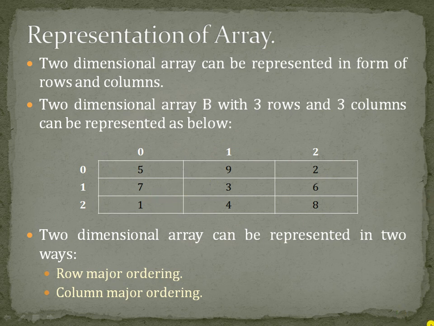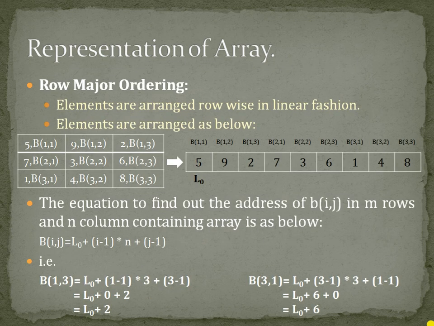A two-dimensional array can be represented in two ways. In a computer's memory, it can be stored in two different orders. They are row major order and column major order. In row major ordering, elements are stored row-wise in linear fashion.